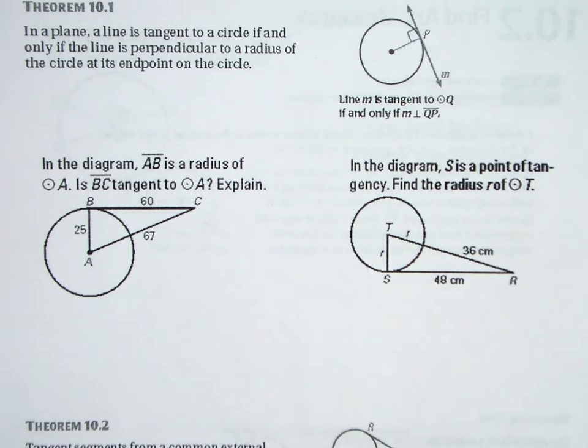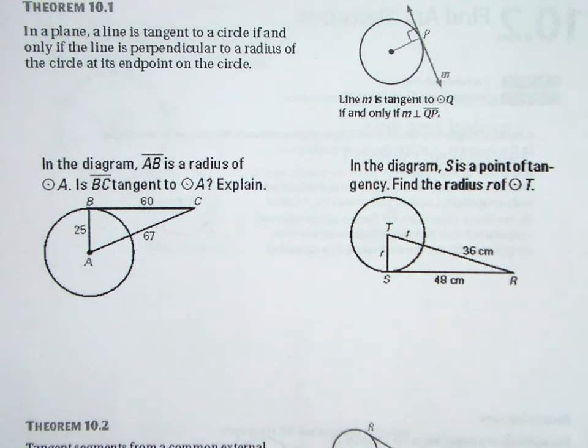So, theorem 10.1. In a plane, a line is tangent to a circle if and only if it is perpendicular to the radius of the circle at its endpoint on the circle. So line M is tangent to circle Q if and only if line M is perpendicular to the radius QP. In the diagram, segment AB is the radius of circle A.